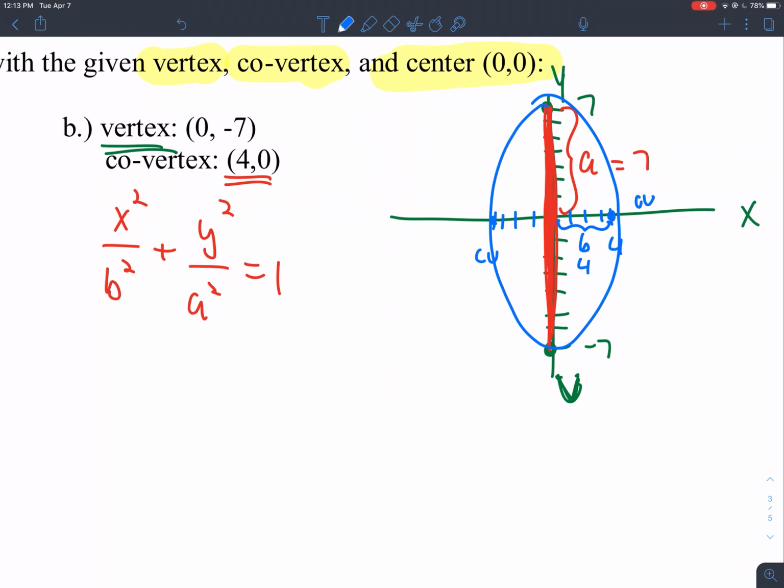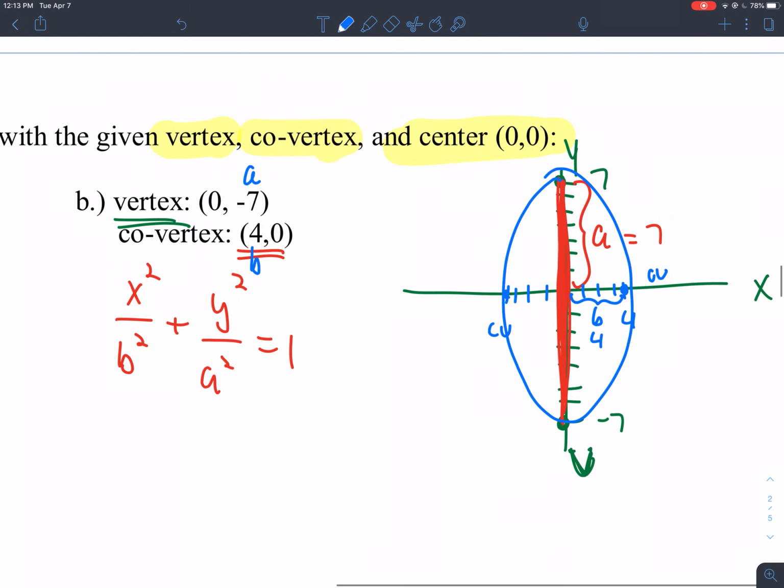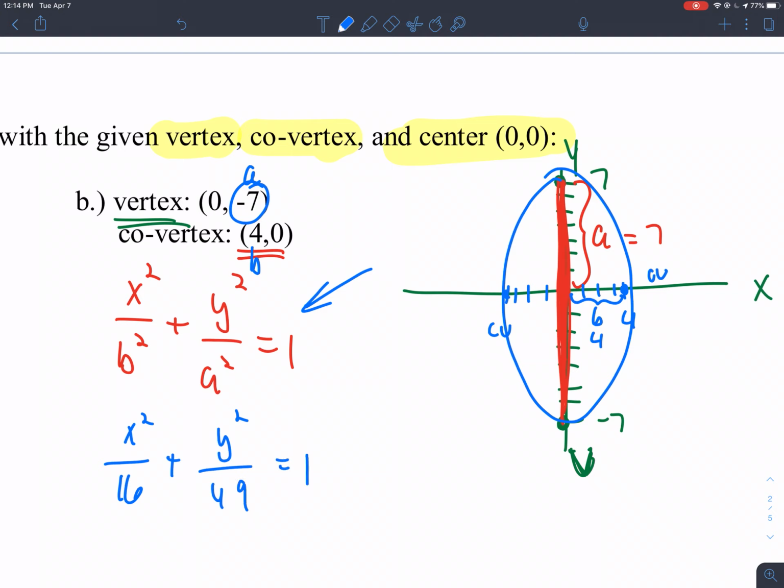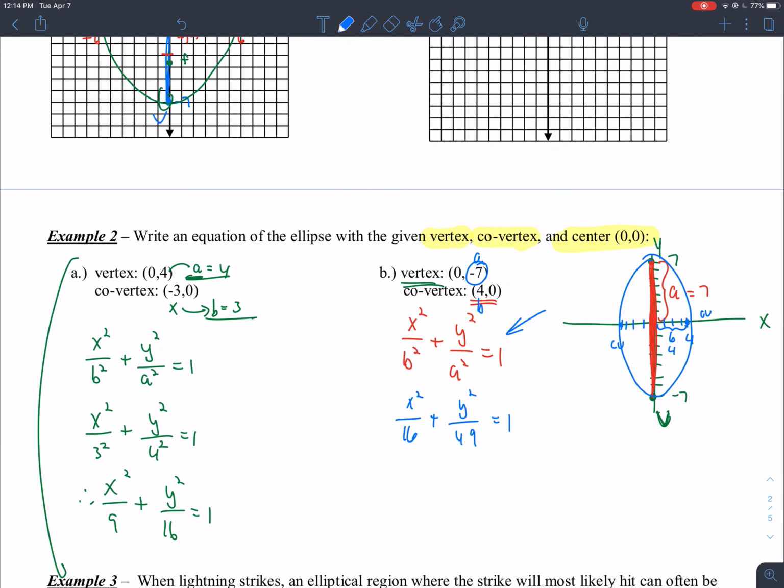All right, so now I can just plug stuff in. I already know this is A, this is B, and I can just plug it in as long as I have my A in the right place. Since A is on the y-axis, I know that this is the formula I have to use. So I just do x squared over B is 4 squared, so that's 16, plus y squared over A is 7 squared, which is 49, equals 1. And there you are. That's not too bad. Again, if you can't just do it purely algebraically, a picture always helps.